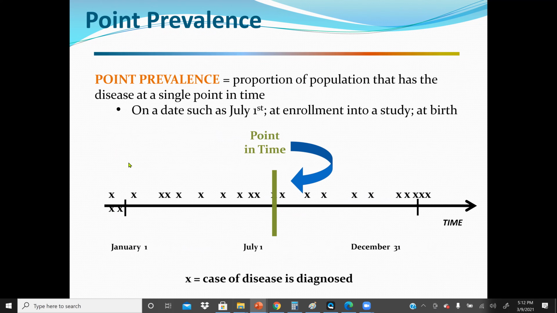So point prevalence is the proportion of population that has the disease at a single point in time. So that's why it's called the point prevalence, at a single point in time. So for example here, let's say we have from January 1st to December 31st. At a point in time here, let's say it's July 1st. We count the number of cases and we divide by the total population. That will give us the point prevalence on July 1st.